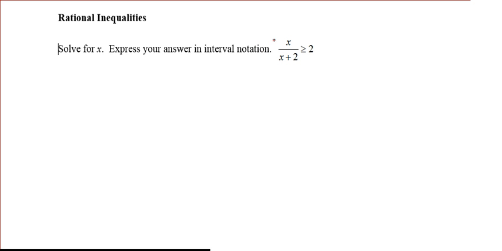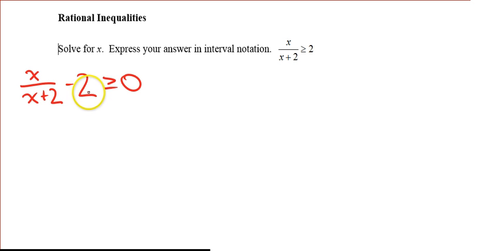So let's remember our first step is always to get 0 on one side of the inequality. Well, that's not too bad. We'll subtract 2 from both sides, giving us x over x plus 2 minus that 2 is greater than or equal to 0. Now, we don't like having these two separate terms on the left side of the inequality, so we need to find a common denominator. The common denominator, of course, is x plus 2.